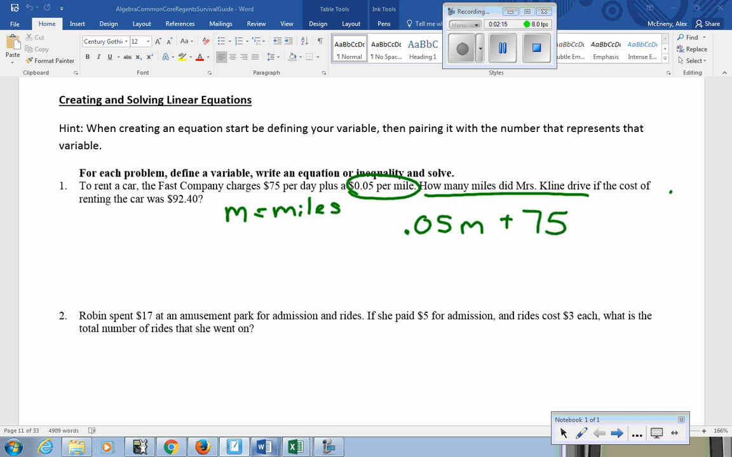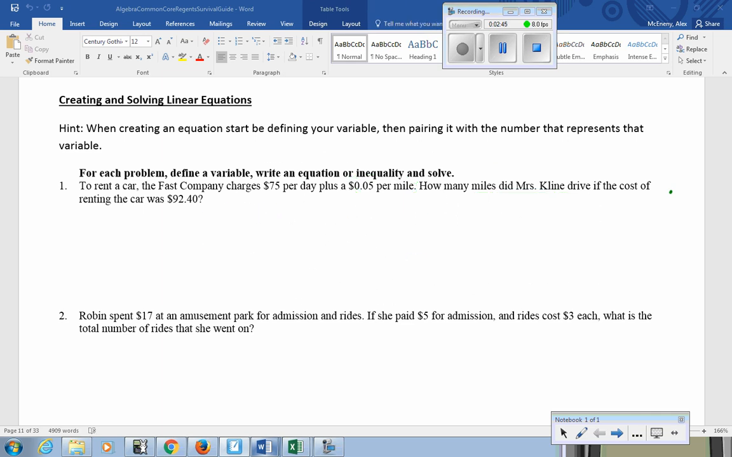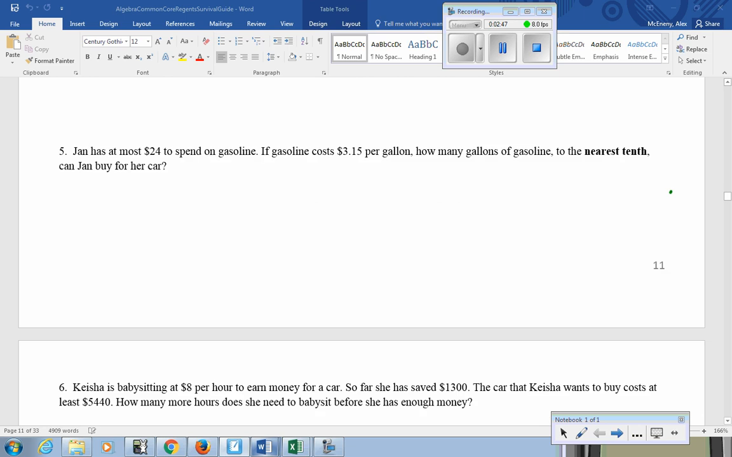We want to figure out how many miles she drove if she rented the car and the total cost was $92.40. This is just a one variable equation, and your goal here would be to get M by itself. If they didn't give us that total, we'd have a linear function that would be graphable, giving us different amounts. That's what we want to focus on in this section. So we'll move on to the next section.